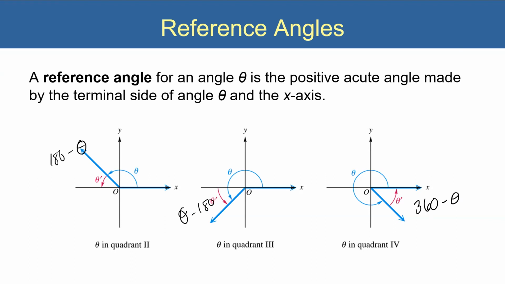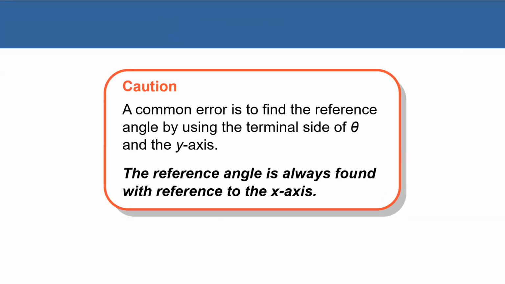Are we good? So if I'm looking for a reference angle, the reason why quadrant 1 isn't part of this is because quadrant 1 is already less than 90 degrees. Okay. So a common error is to find the reference angle by using the terminal side, meaning using your terminal side of the angle and the y-axis. We do not use our y-axis to find the reference angle. It's always based off of your x-axis, which means we're only using 180 or 360, okay?